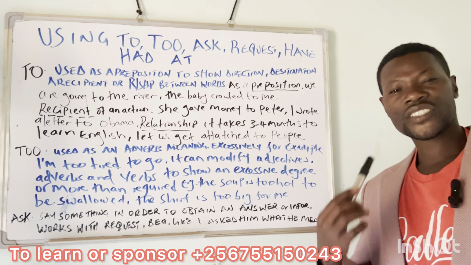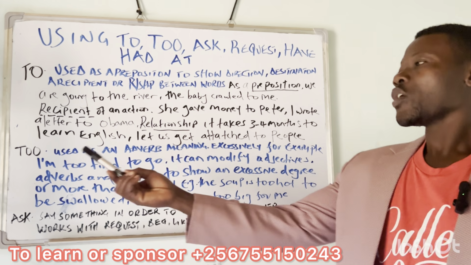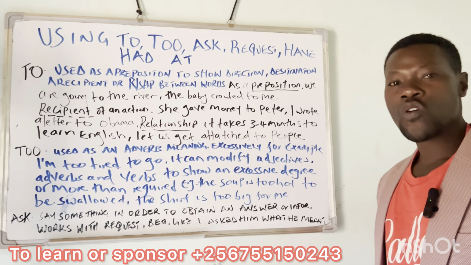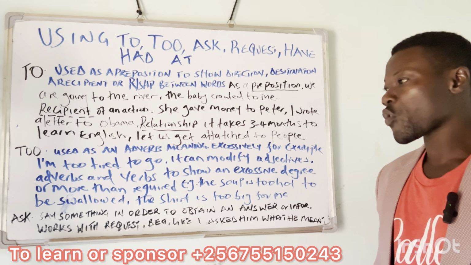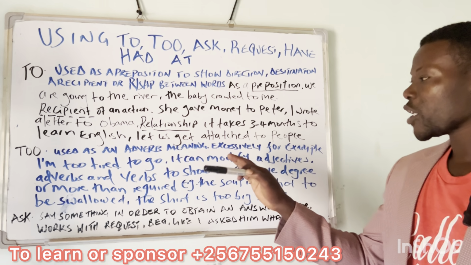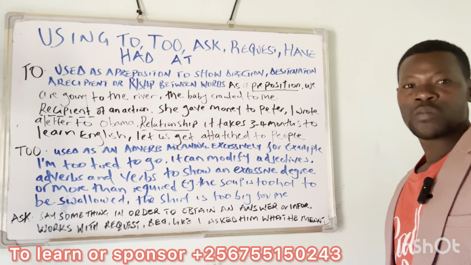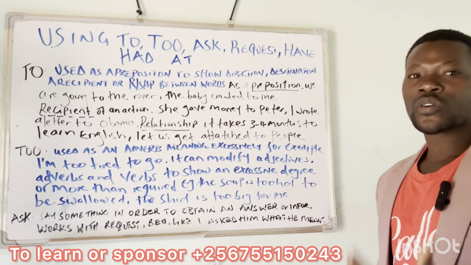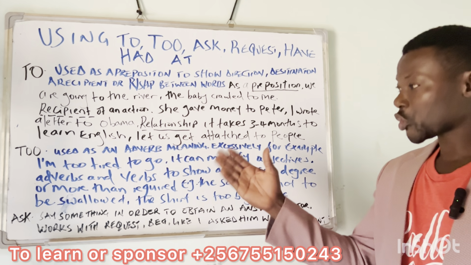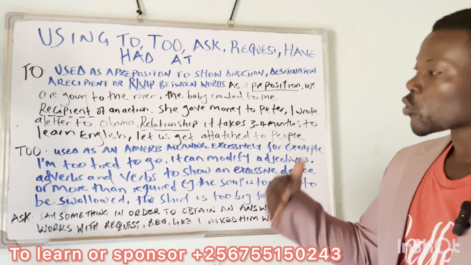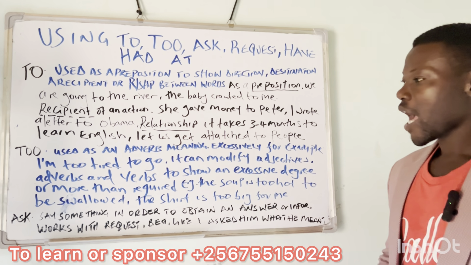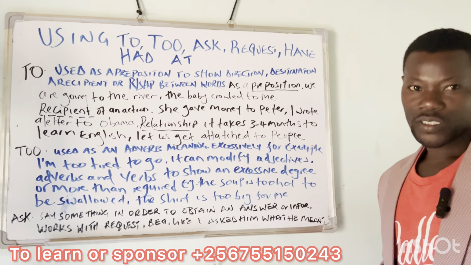Then we are going to the second one. We are going to use this T with double O. T with double O. It's used as an adverb, meaning adverb is used to add information, to give you information about verbs.